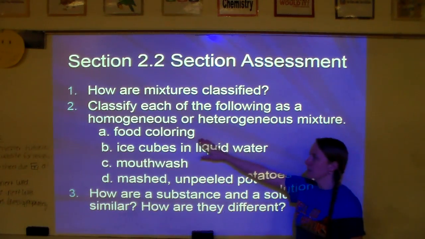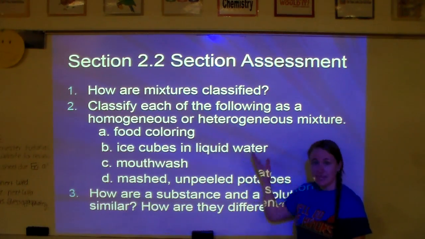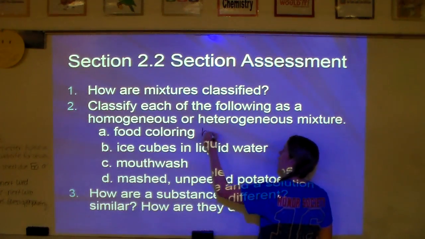Okay, so food coloring. Do we see different parts of food coloring, or does it just look like a colored liquid? It just looks like a colored liquid. We can't see the different parts, so that would be homogeneous.